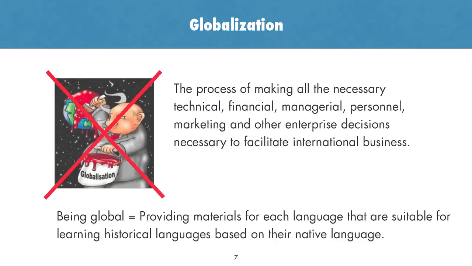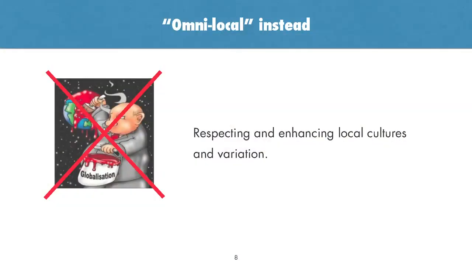But globalization has a negative association, so as a disambiguation, I need to clarify that we are not talking about globalization as taking the identity of the different cultures and making them all the same, but also we want to go deeply into each culture, with each native language, and then provide materials for each language that are suitable for learning historical languages. And I want to quote Emily Greenwood here and say that we are using the phrase omnilocal instead of globalization.